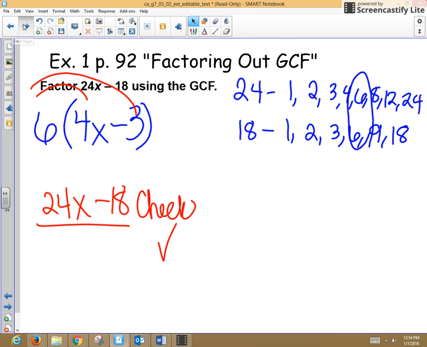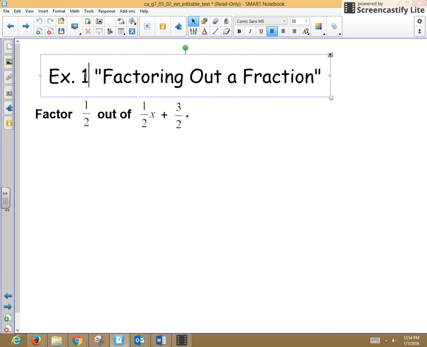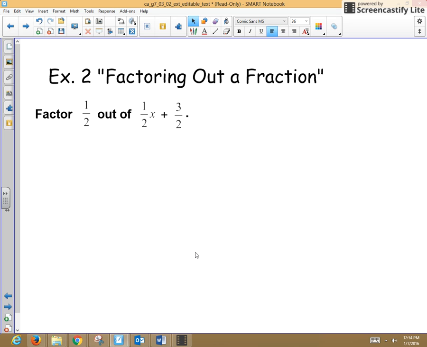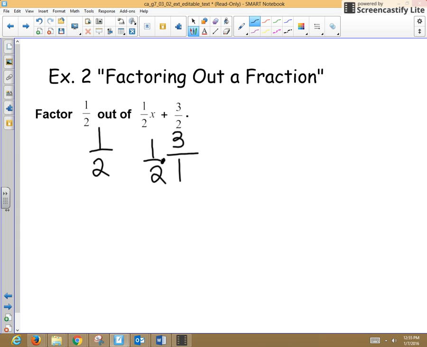Now let's try example 2. Oops, I'm sorry, that should be example 2. Okay, factoring out a fraction. This time we're going to divide out a fraction. Now, if we factor out 1/2 out of 1/2 x plus 3 over 2, or 3/2, there might be a simpler way other than just dividing by the fraction. If you look at 3 over 2, you might see it as 3 over 1 times 1/2, which is still 3 over 2. And then we still have the 1/2 x.